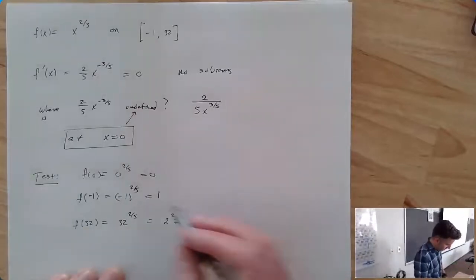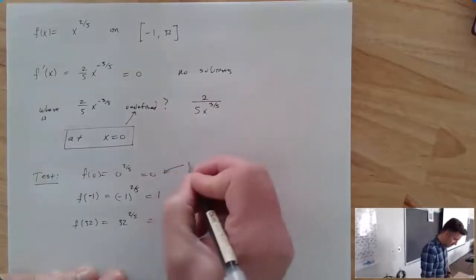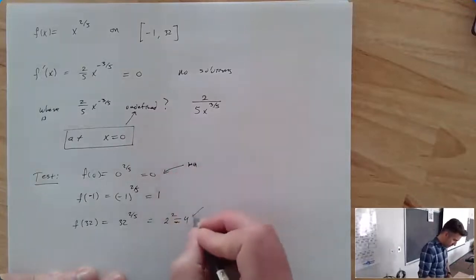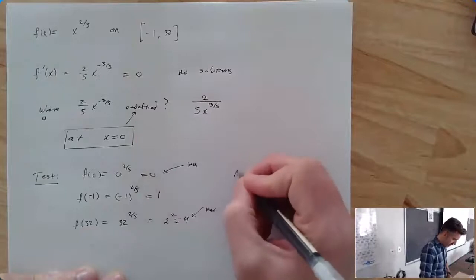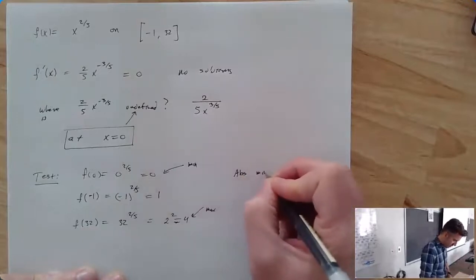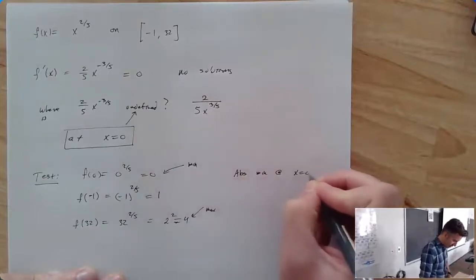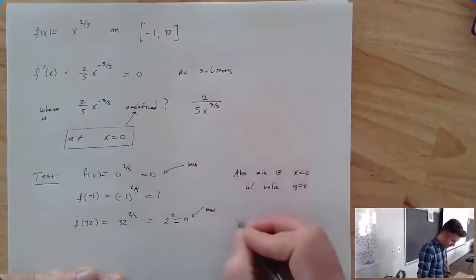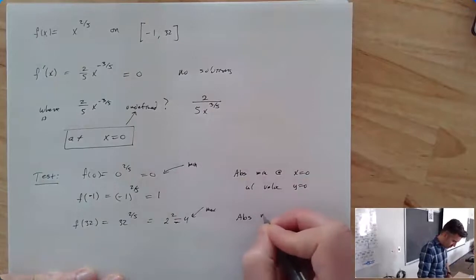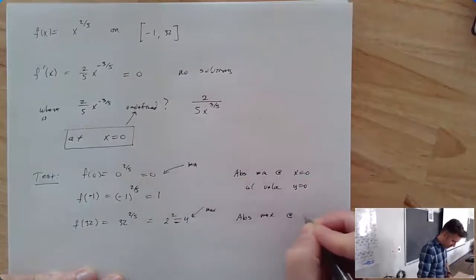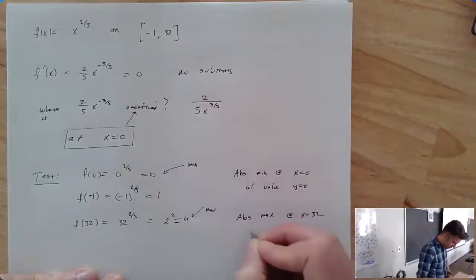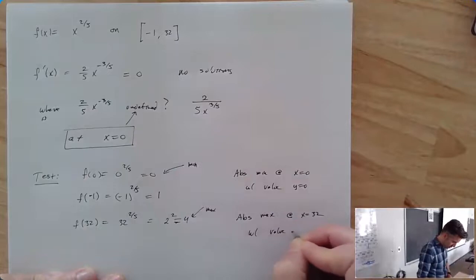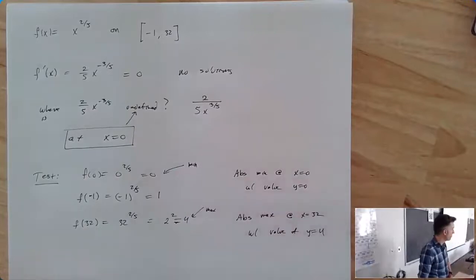So either way, we can see that great. There's your minimum. There's your maximum. So you have an absolute minimum at x equals 0 with a value of y equals 0. You have an absolute maximum at x equals 32 with a value of y equals 4.